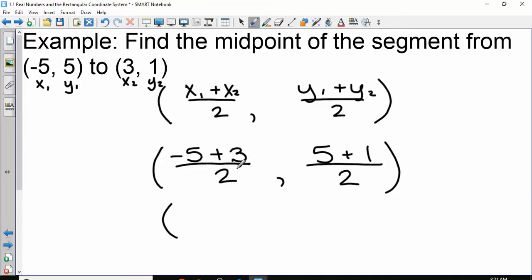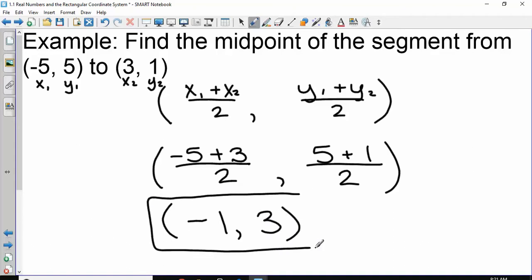Negative 5 plus 3 is negative 2 divided by positive 2 would be negative 1. 5 plus 1 is 6 divided by 2 is 3. So we get an ordered pair for the final answer. Questions on that one?